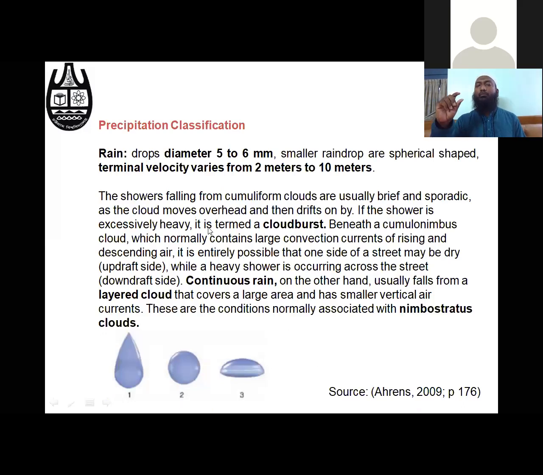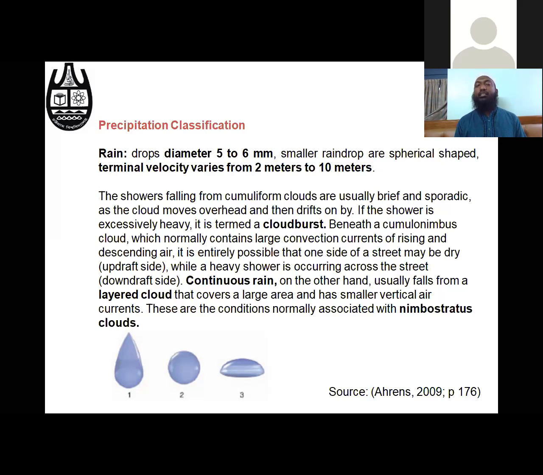We say rain when the drop of liquid water which falls to the ground is 0.5 to 5 or 6 millimeters in diameter; we can say these are raindrops. If it is lower than 0.5 millimeter, we don't say this is rainfall. We say it is drizzle or mist. So rainfall has a specific range of diameters. And when rain falls from top to bottom, the terminal velocity, that means when it is near the ground, is almost 2 to 10 meters per second, depending on the nature.